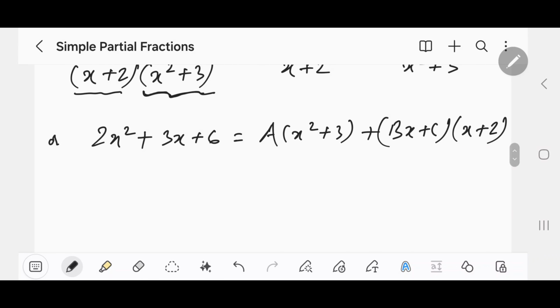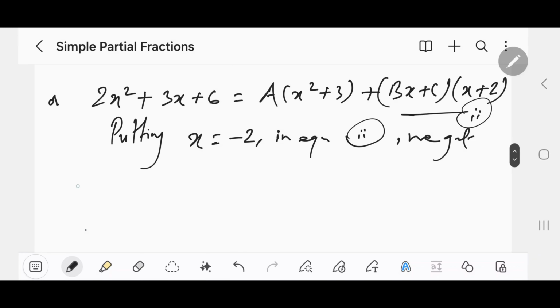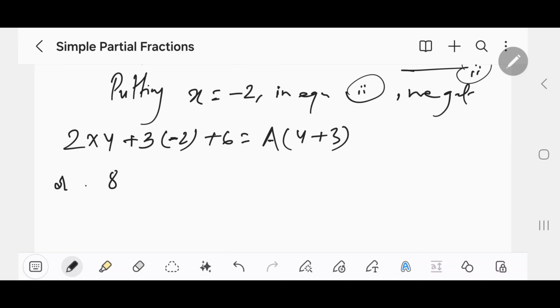So again, we can use different values of x here, or you can multiply all together and compare the coefficients. It depends on you. I will use specific values, and let this be equation second. Putting x equals minus 2 in equation second, we get 2 into 4 plus 3 into minus 2 plus 6 equals a times (4 + 3), and this part vanishes out. 2 times 4 is 8, 3 times minus 2 is minus 6, plus 6 equals 7a. That implies a equals 8 by 7, right?